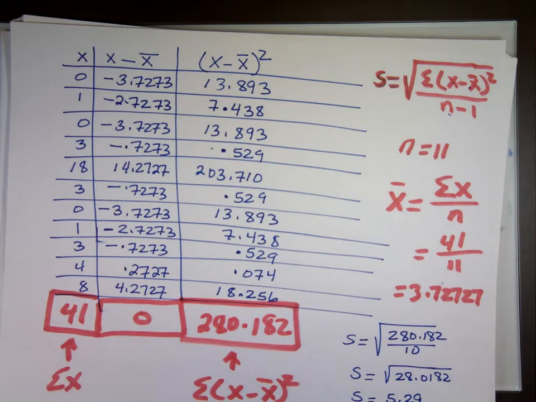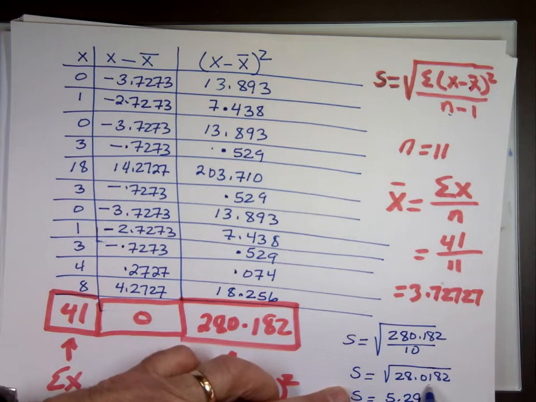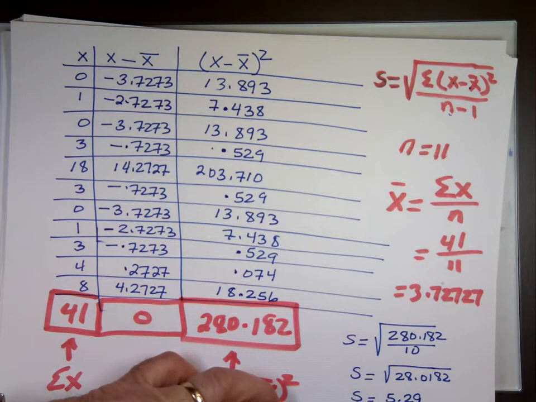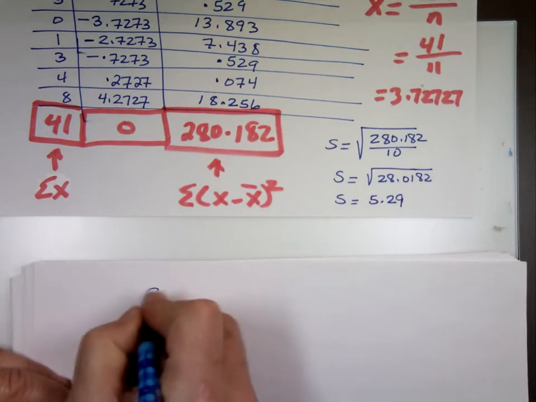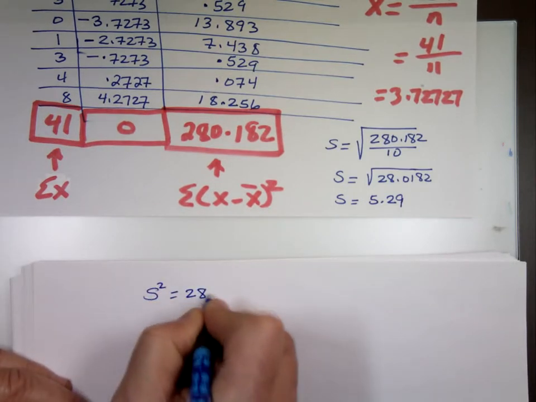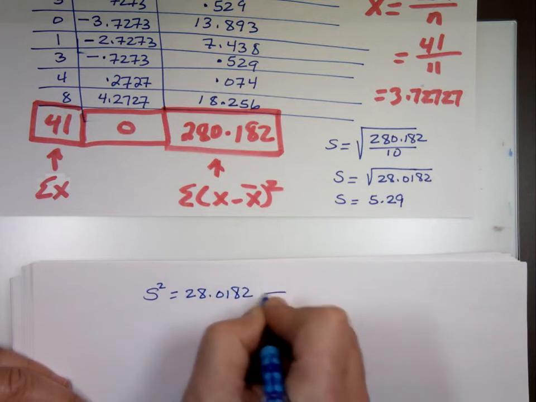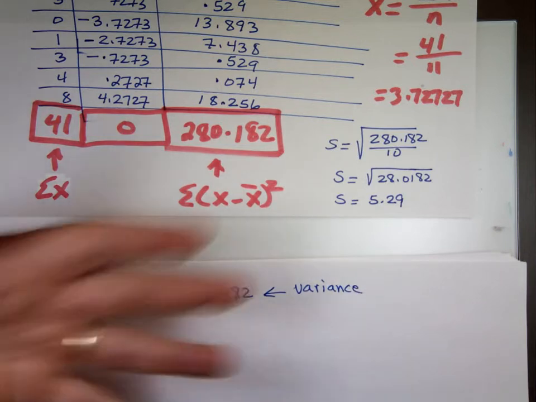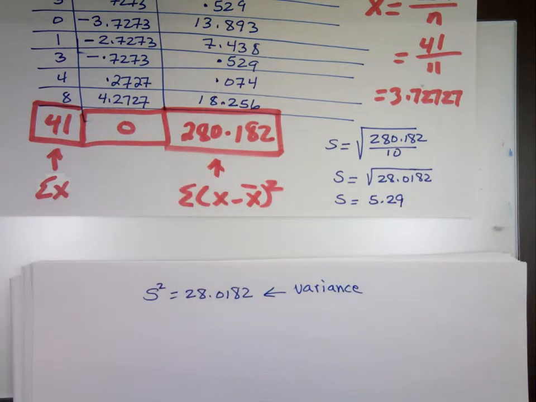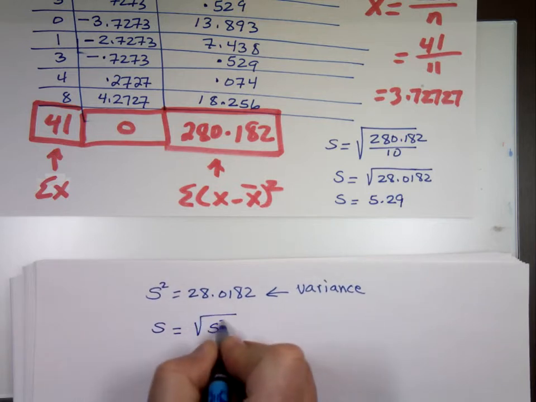This number here, the 28.0182, it has a name in statistics. Anyone? It's called the variance. This is the standard deviation. That's the variance. So that 28.0182, s squared, without the square root, is called the variance. If you hear the word variance in stats, that's what it means: before you take the square root. The standard deviation is the square root of s squared. And that's your standard deviation.